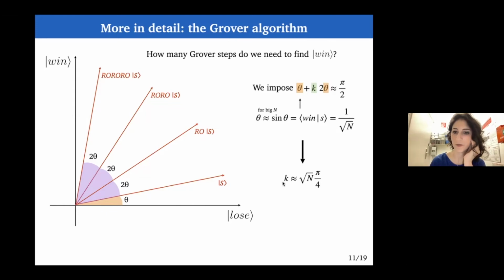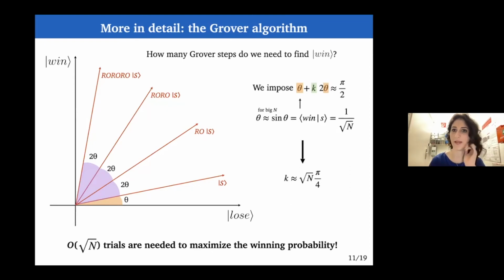The important message here is that the number of rounds, the number of Grover steps that you need to apply to find the win state, is square root of n times pi over 4. And this is exactly why you get a quadratic speedup in the Grover search. Because if you play classically, you would have something in the order of n, but quantumly you get this square root of n advantage. All right, so this was the Grover step, just to give you an overview and the bigger picture.